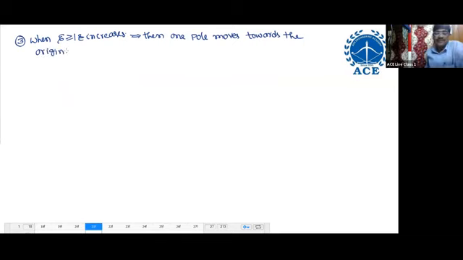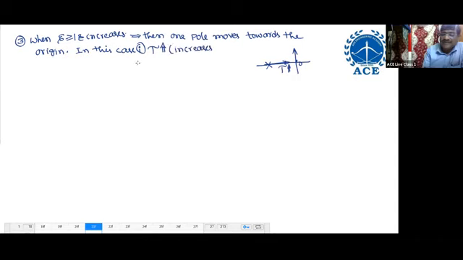So in this case, poles moving towards the origin means what happened? The poles are moving towards the origin like this. First, the time constant is going to increase. Second, settling time increases.